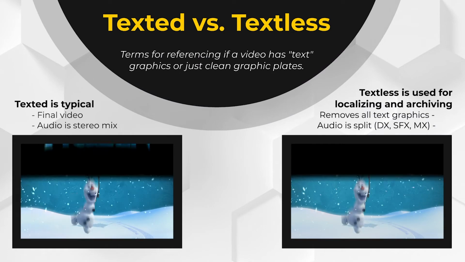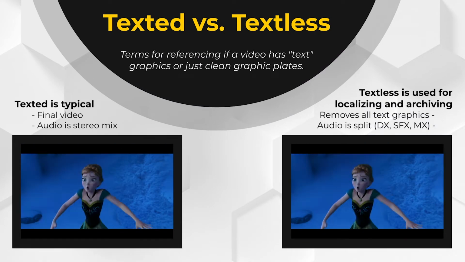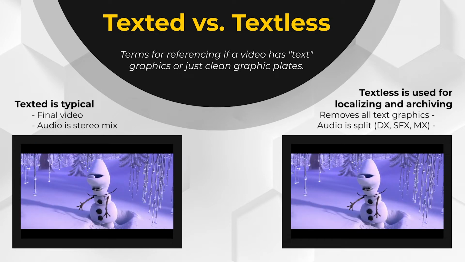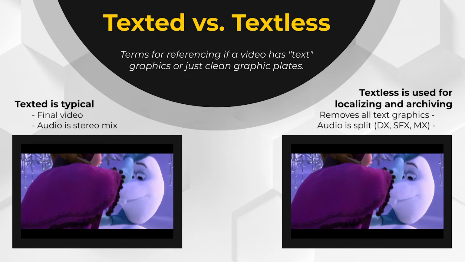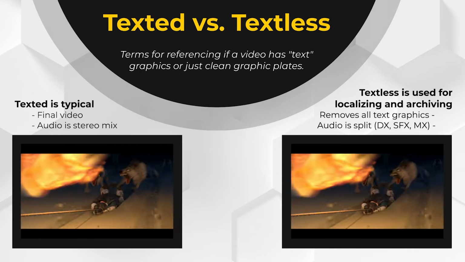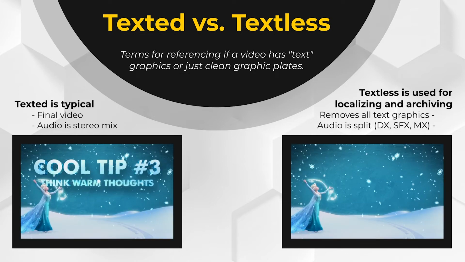The first thing I want to look at is texted versus textless deliveries. Now, a texted delivery refers to the final video having graphics with text on screen. And it's basically the final video that you're used to seeing on the internet, on TV, in movies, whatever. And it's going to come with a stereo mix, typically, or with surround sound if that's available.